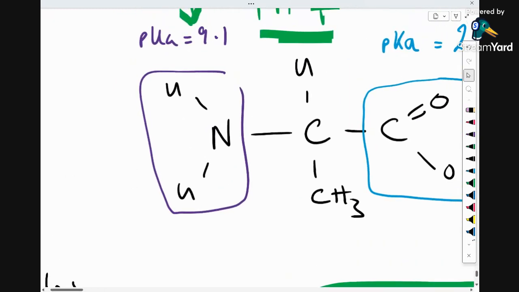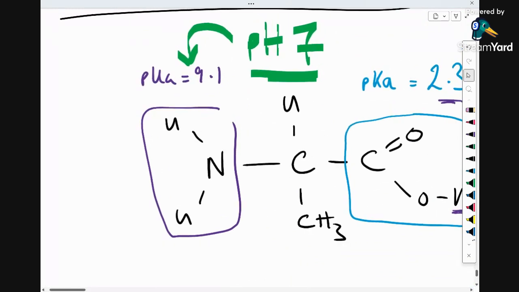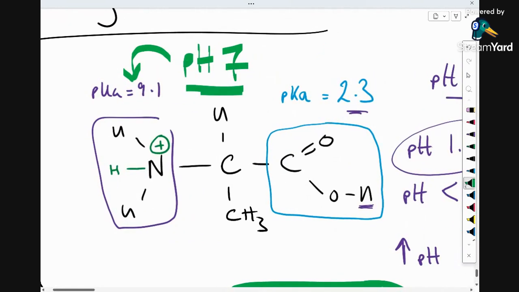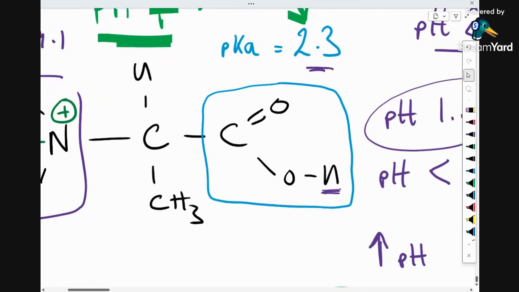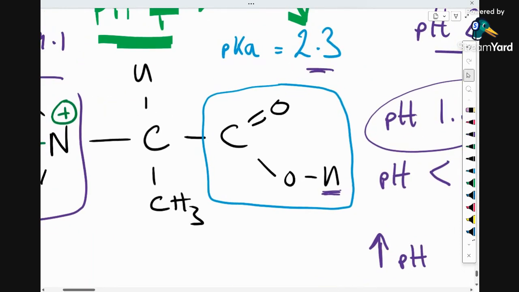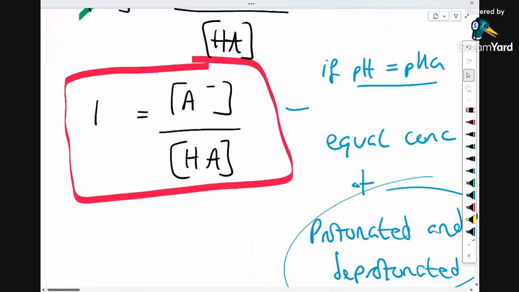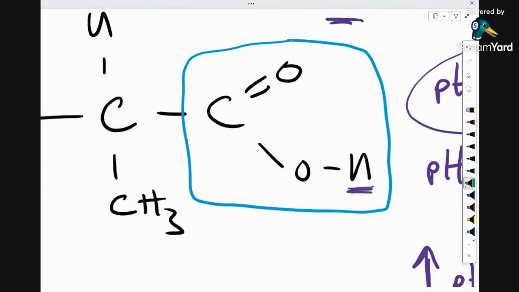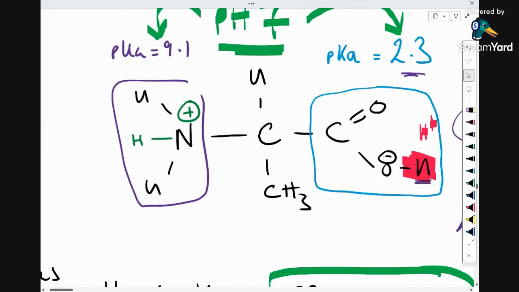So that means the amino group, at pH 7 for this particular amino acid, will have a proton here and will be positively charged. But pH 7 is far greater than the pKa value of the carboxylic acid group, so the opposite is true. This will be in its deprotonated form. So this proton here won't exist, and it will be a proton in solution, and the oxygen here will have a negative charge. That's why the zwitterion form dominates at pH 7.